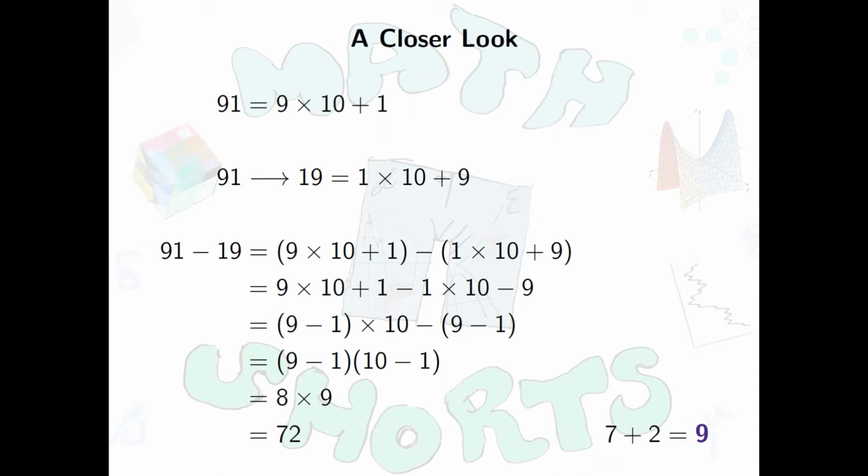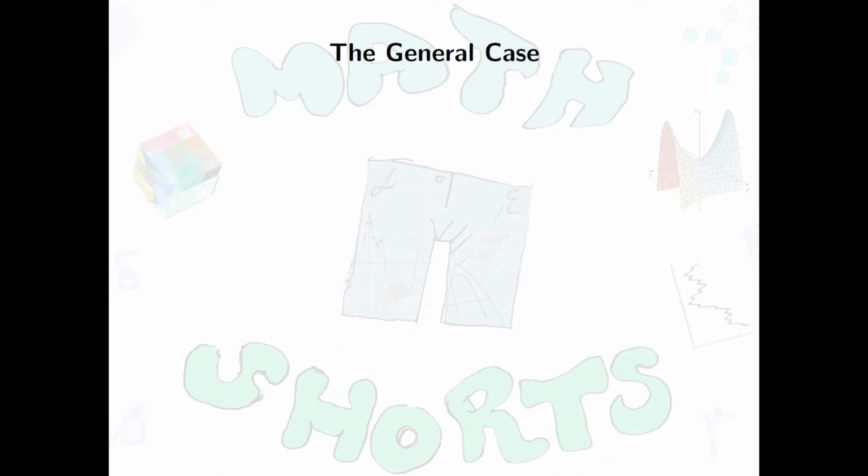When we go through this process, we always seem to be getting a multiple of 9. How can we be sure? It might just be the two cases that I looked at. So let's do something a little bit abstract.